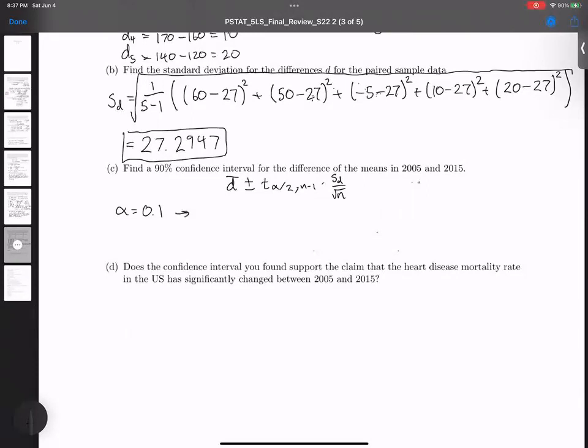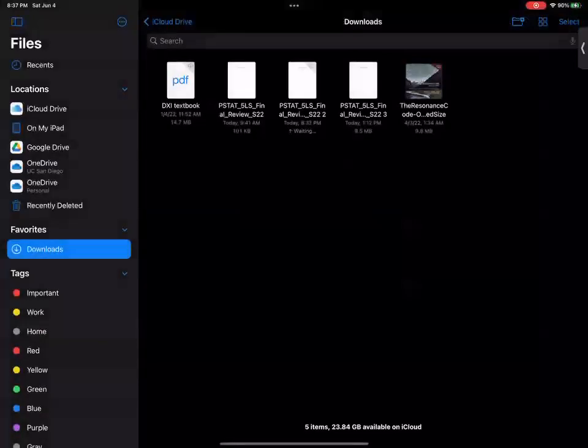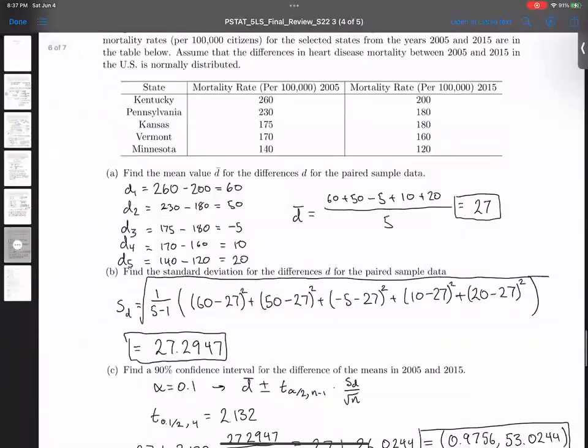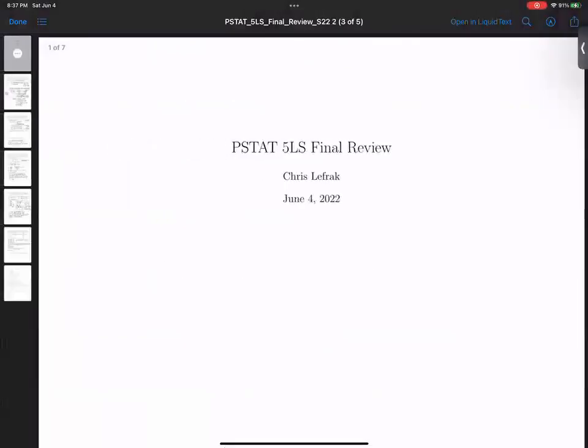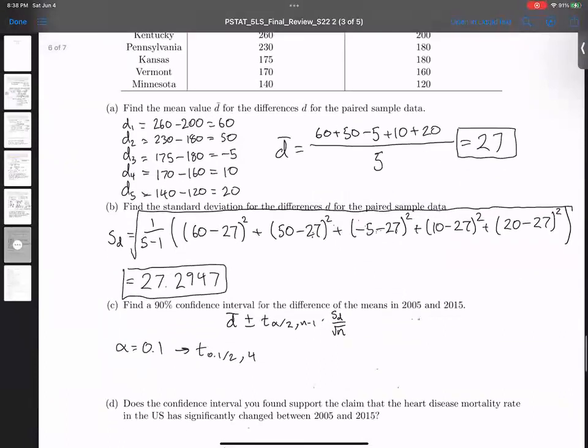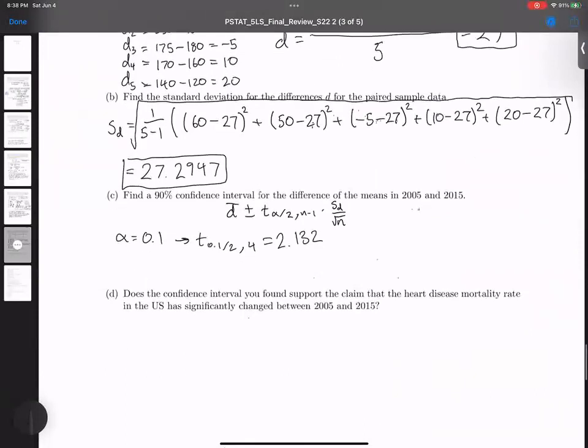And that means that t is t of 0.1 divided by 2, comma 4. I don't actually remember what this value is, so again, I need to go over to see what it is. 2.132. And let's go back. So this is equal to 2.132. And now we can construct our confidence interval.